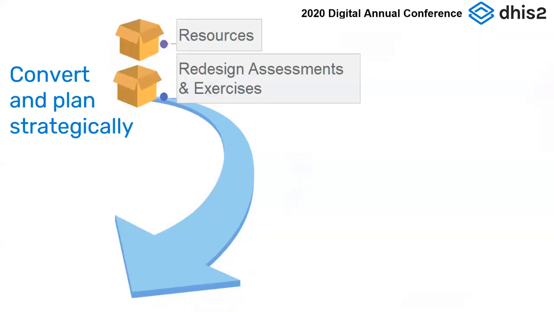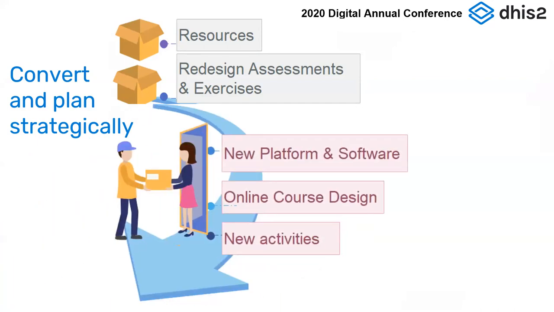So we've kept things like our reference manual and other important documents that are still relevant to our courses. Some items have required some modification to fit into our new environment, like assessments and exercises and marking guides. And of course, there are lots of things that we simply didn't have that we needed to acquire. A new platform, new course design, new software like iSpring, Camtasia, Audacity, and new activities, things like WhatsApp groups, polls, interactive whiteboards, H5P, ongoing feedback, and so on.